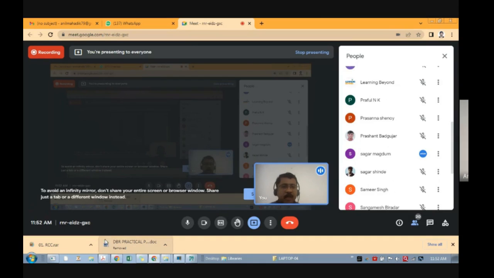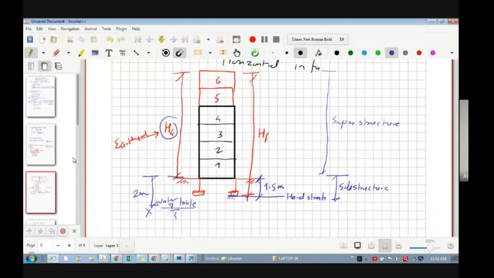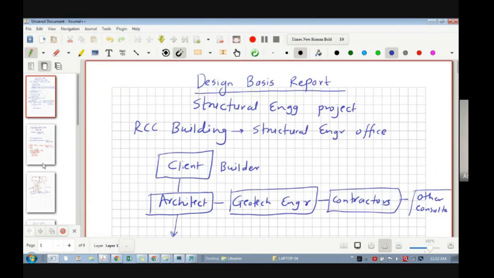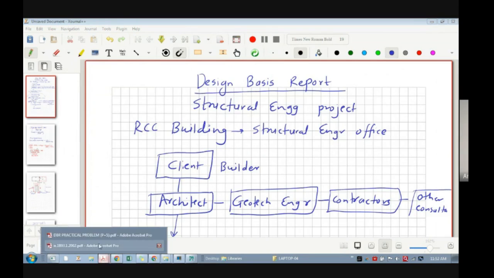No, there is no IS code for that. You are designing as per the analysis results from the software. Once you get the bending moments for the transfer beams and floating columns, you design accordingly. You only need to put the architectural and structural drawing in the design basis report. That's it. There is nothing different actually in the floating columns.